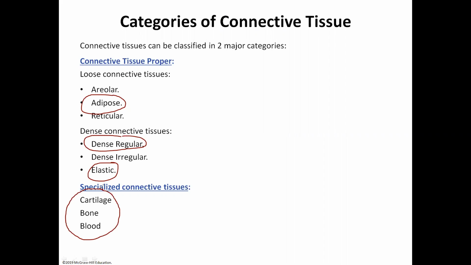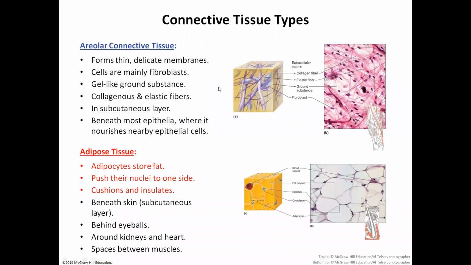I really don't ask about areolar. I will talk about areolar when we talk about skin, and I will talk about dense irregular when we talk about skin. But for right now, these are the ones to expect. So what I would suggest doing is knowing some major components about them, some examples, and what gives them their characteristics.